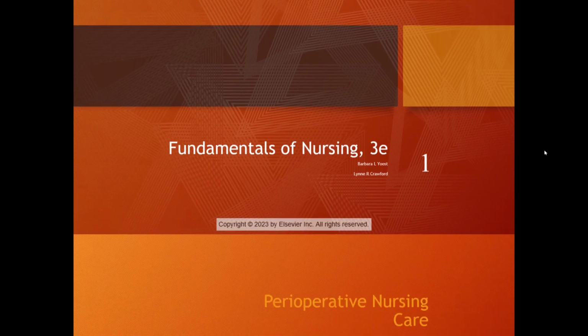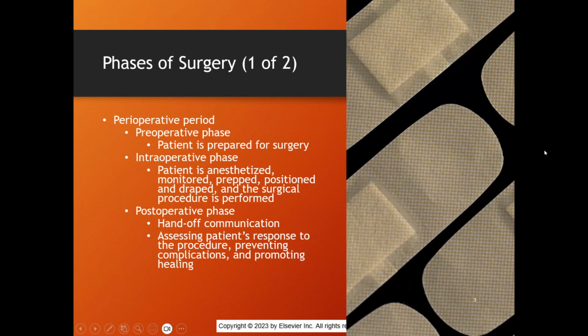In the realm of perioperative nursing care, we navigate through 3 distinct phases that encompass the surgical journey of a patient. The perioperative period, a term that encapsulates the entire surgical process, is our guiding framework. The first phase, the preoperative phase, is akin to the preparation of a stage before a performance. Here, our patient is meticulously prepared for the impending surgery, ensuring all necessary precautions and preparations are in place.